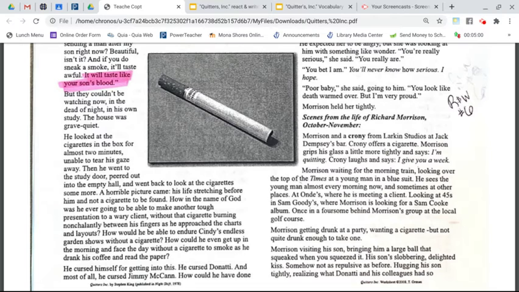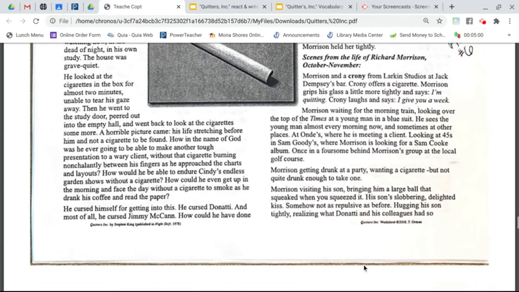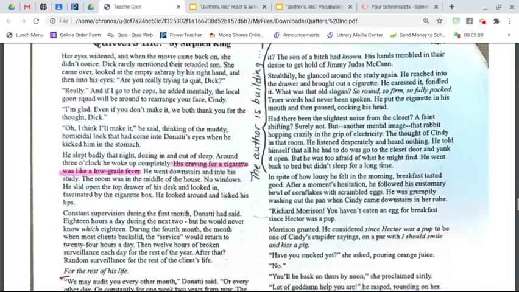How in the name of God was he ever going to be able to make another tough presentation to a weary client without the cigarette burning nonchalantly between his fingers as he approached the charts and layouts? How would he be able to endure Cindy's endless garden shows without a cigarette? How could he even get up in the morning and face the day without a cigarette as he drank his coffee and read the paper? He cursed himself for getting himself into this. He cursed Donati, and most of all, he cursed Jimmy McCann. How could he have done this?